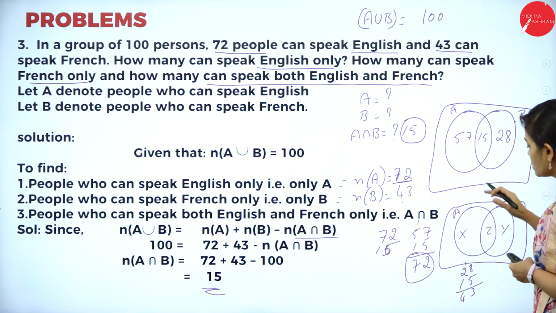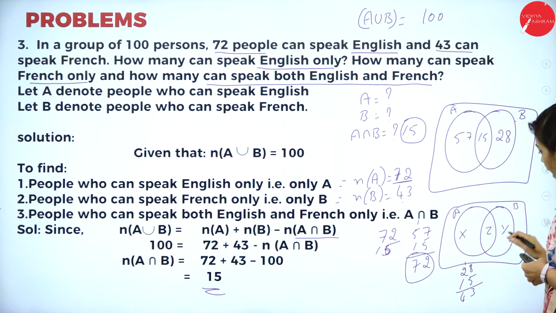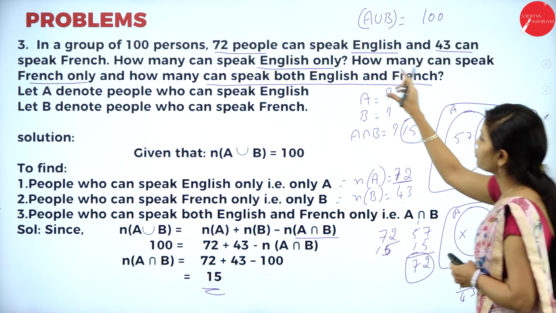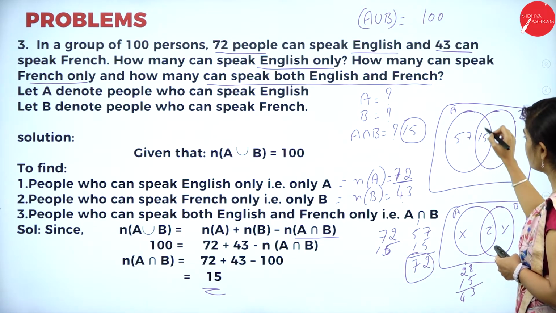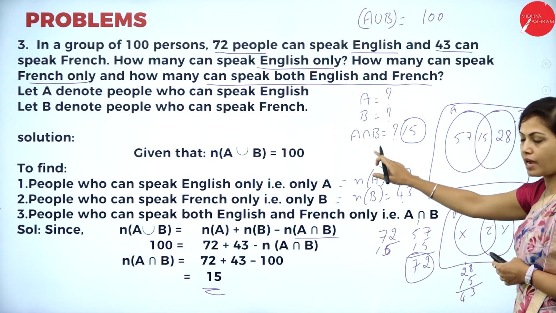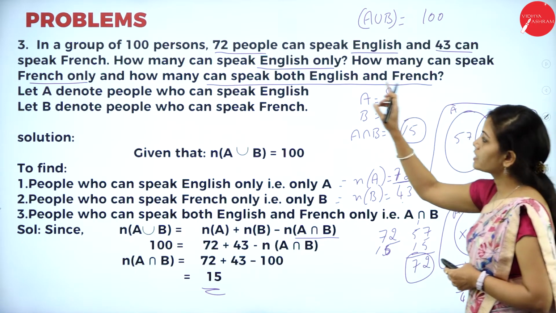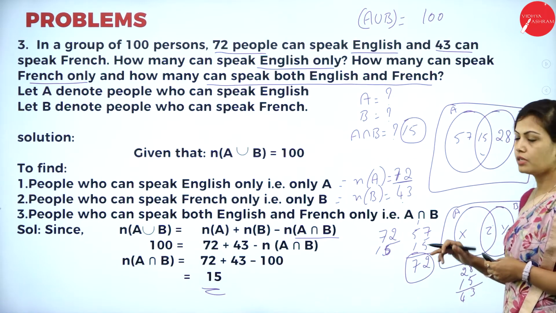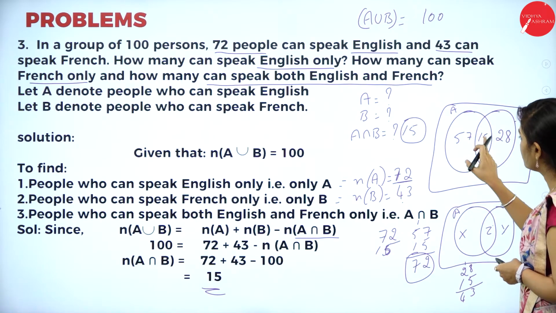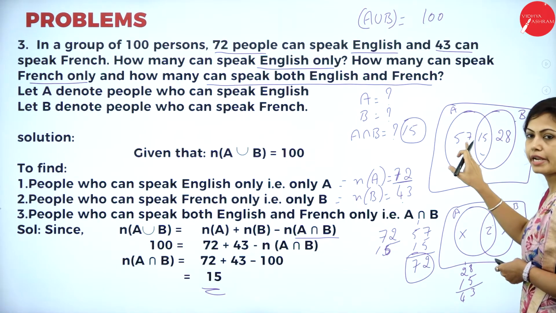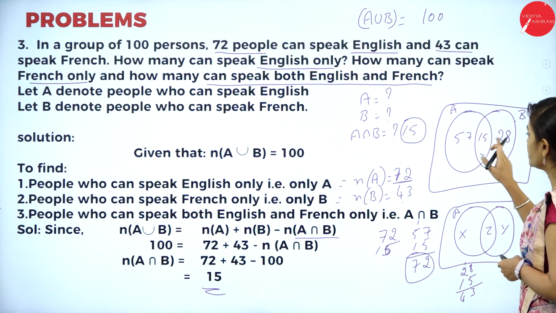So you can use this method, x, y and z. If you are adding these values, you have to get the same value again. So here I have considered 15 is my a intersection b value. I got 15. So 15 is common for both, can speak English and French. And n of a is equal to 72, so 72 minus 15, I will get 57. And n of b is equal to 43, 43 minus 15 is 28.